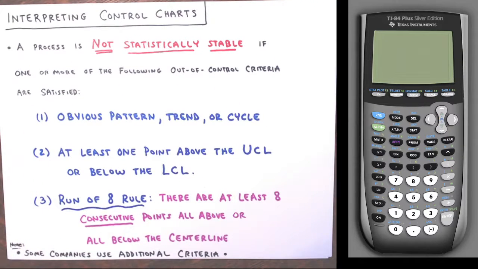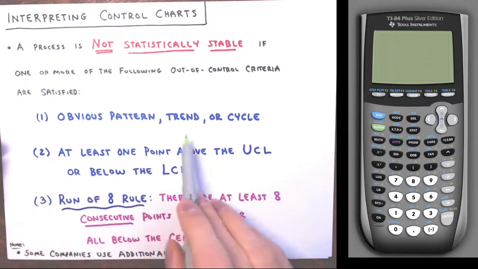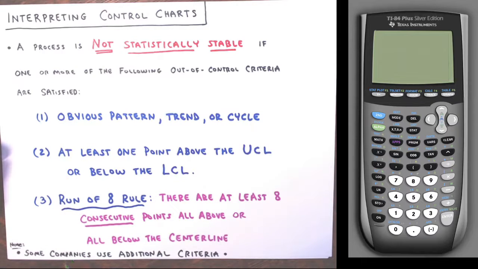All right, as I mentioned, a little note here: some companies, some manufacturers, whoever's monitoring a certain process, some authors use additional criteria besides these. But again, number 1 there sums up a lot of them. So if you see any obvious patterns, exceptionally high or low points, or these runs of 8 or more above or below the center line, then we're going to say the process is not stable. You're going to have to go in and figure out why it isn't stable, what you need to fix to get stability back.